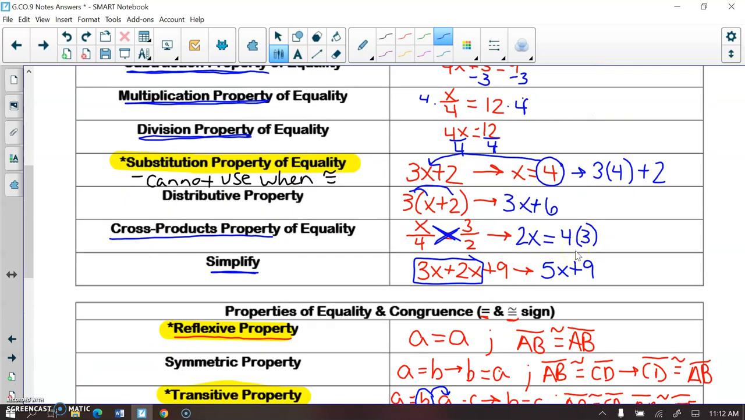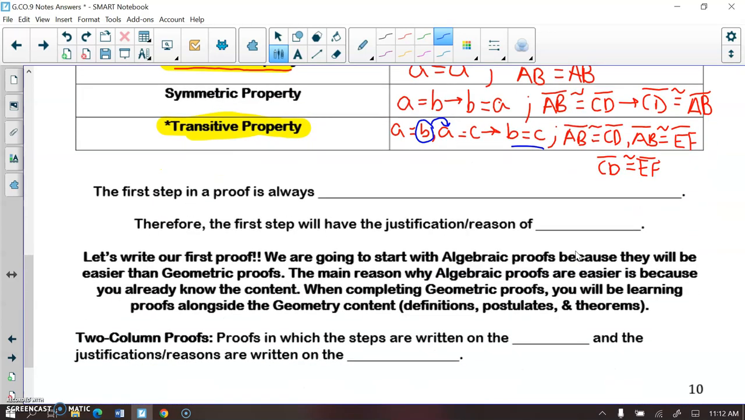All right, so these are all things that we are going to be using today in our lesson. Now, the first step in your proof, we're going to start to write two-column proofs in a moment. The first step is always going to be what is given to you. So when you write down your first step of your proof, your justification or reason that you would write in correspondence to it is that it was given.